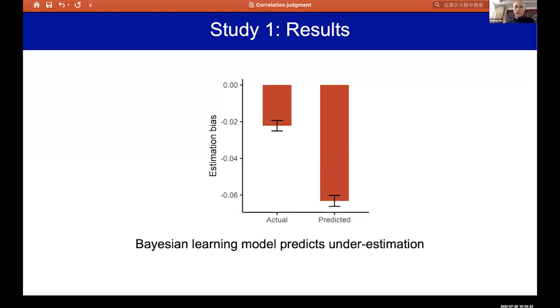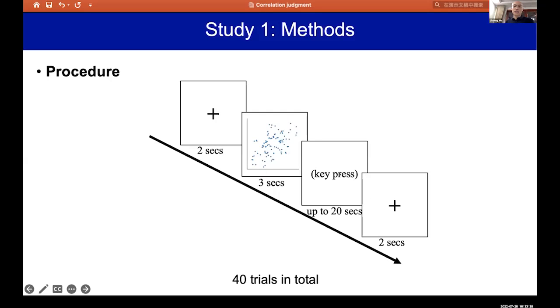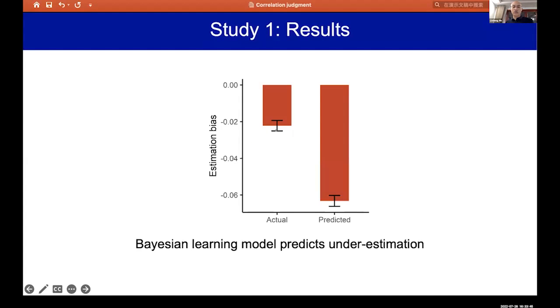So we have 2 sets of estimates. We can get the estimation bias in 2 ways. One is the actual estimation bias, which is calculated from the subjects' estimated correlations over here, minus the actual correlation. That's the actual estimation bias, and we find that, consistent with existing literature, participants show an underestimation bias.